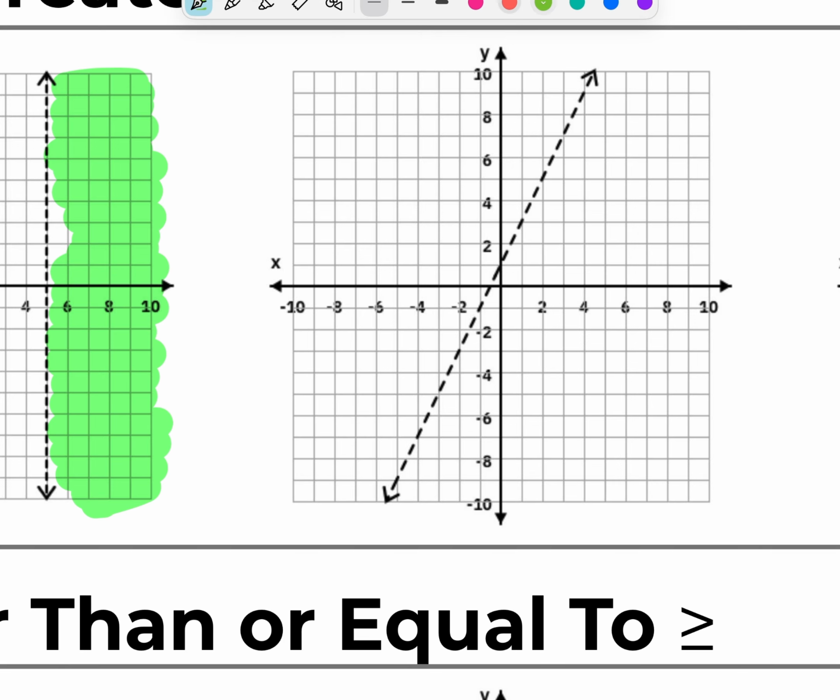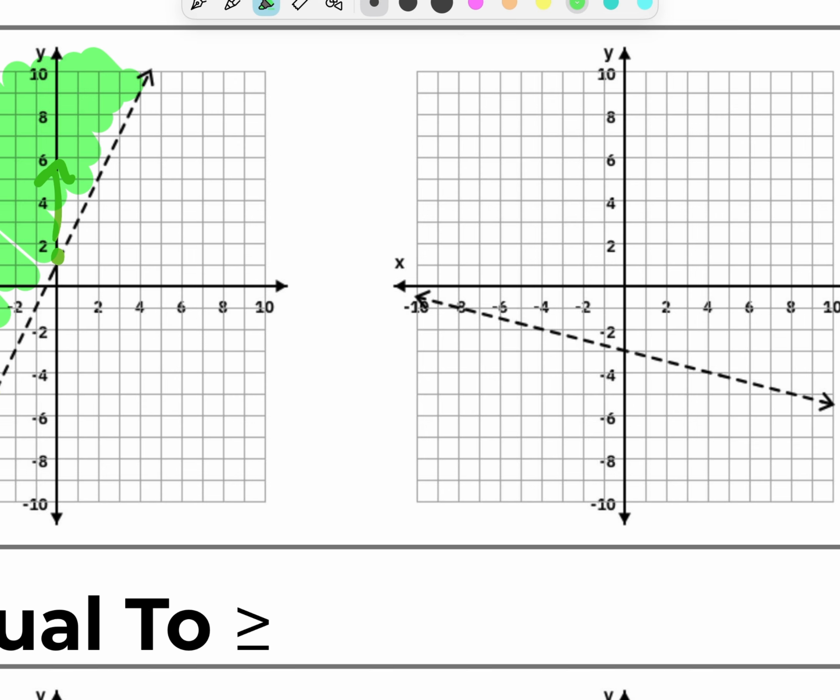For our positive slope, pick a point and draw an arrow upwards to get to that above shaded region. And the same for our negative slope. Pick a couple of points, and then that will let you know which side would be your greater than, for the above direction. Oops, I did the wrong direction on that one.